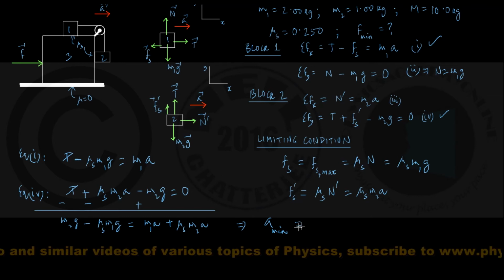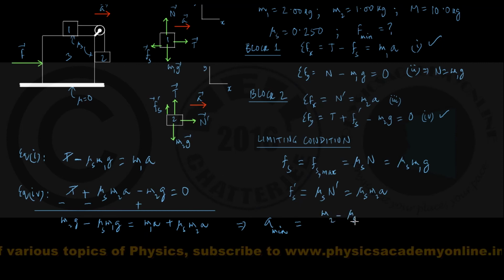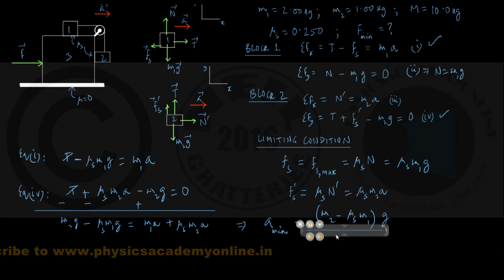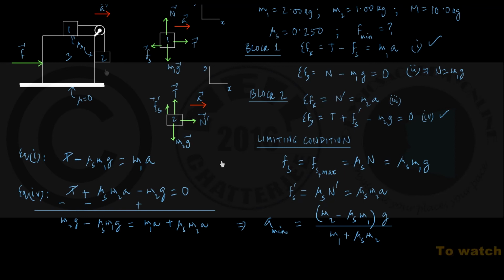This, as you can see, is coming out to be m2 minus mu s into m1, let me keep inside a bracket, into g outside, divided by, this is in the numerator, and then we have got in denominator that you can see this is m1 plus mu s into m2. So this is the expression for minimum acceleration for the system in symbolic form, m2 minus mu s into m1 whole thing into g divided by m1 plus mu s into m2.